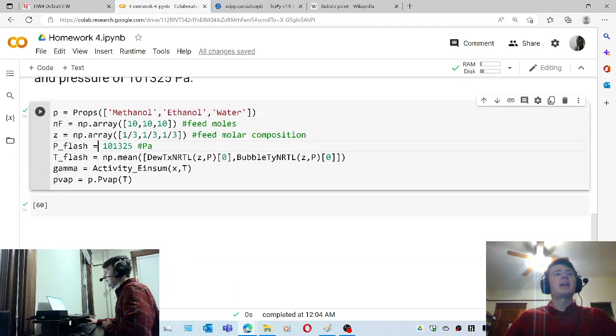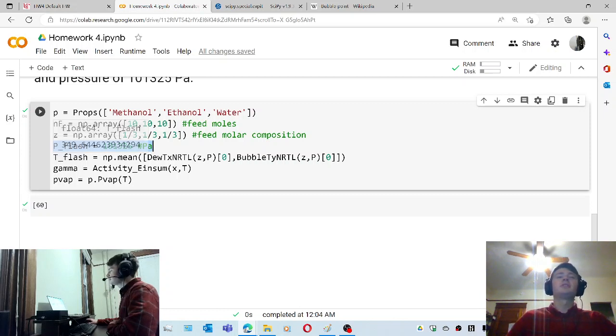So I went ahead and copied down some of this from before, but also wrote in a couple things. So the number of moles in each of the feeds is going to be 10, 10, and 10. That's what it asked for before. I went ahead and wrote out a Z. I don't think I'll end up using it, but I wrote it out. The molar composition is just 1/3 each. It's equimolar.